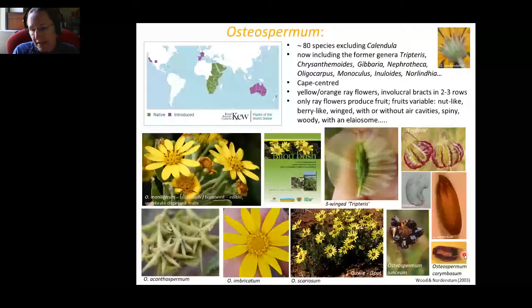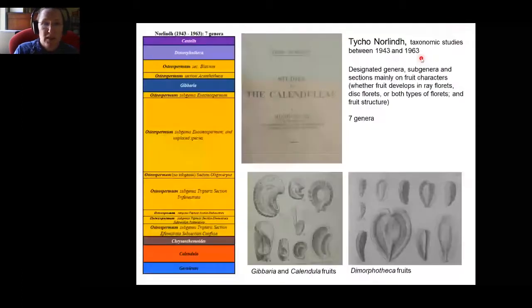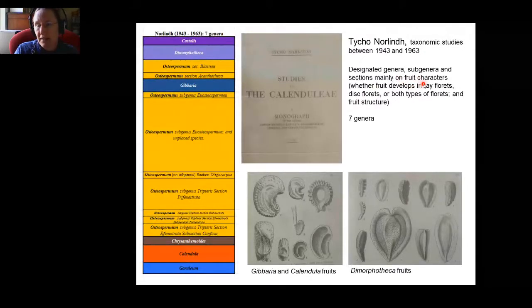The modern taxonomic concepts of the Calendulae were laid down by Tycho Norlindh between 1943 and 1963 in a series of taxonomic studies, most notably his big monograph published in 1943. He designated genera, subgenera, and sections based mainly on fruit characters, in particular whether the fruit develops in the ray florets, the disc florets, or both types of florets, and then the structure of those fruits. And you can see here some of his illustrations of different fruits.